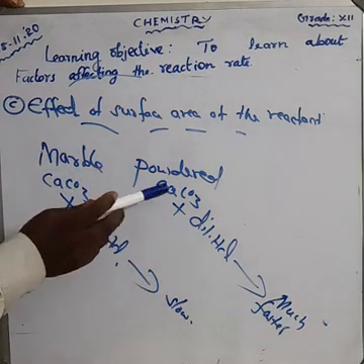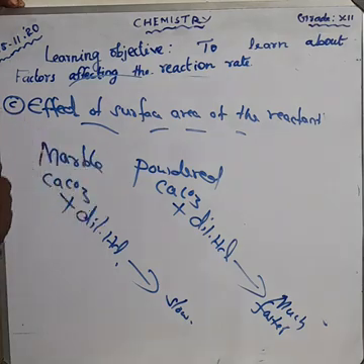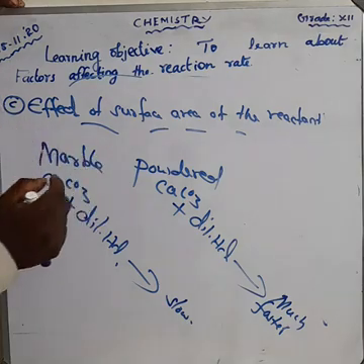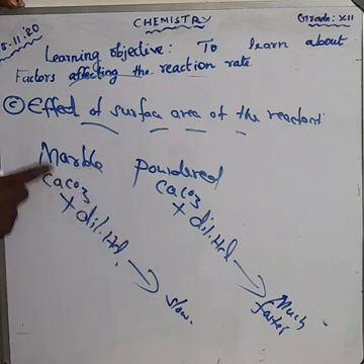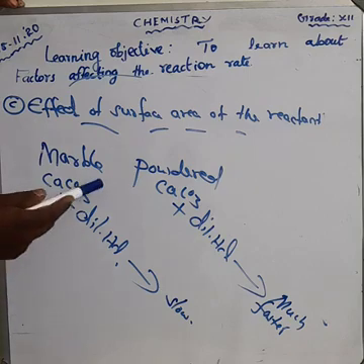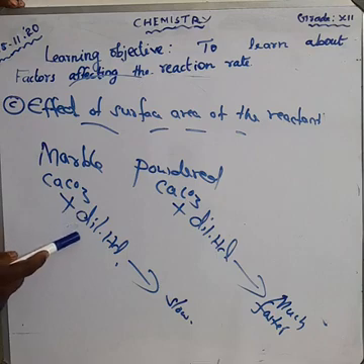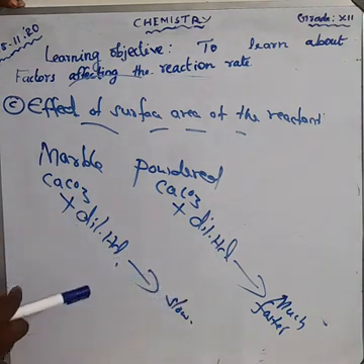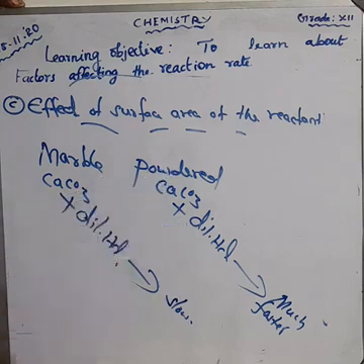Here the particle size is very much decreased, small particle size. Here the particle size is big. So, as we are saying, the marble calcium carbonate reacting with dilute hydrochloric acid is a slow reaction. The powdered calcium carbonate plus dilute hydrochloric acid is a much faster reaction.